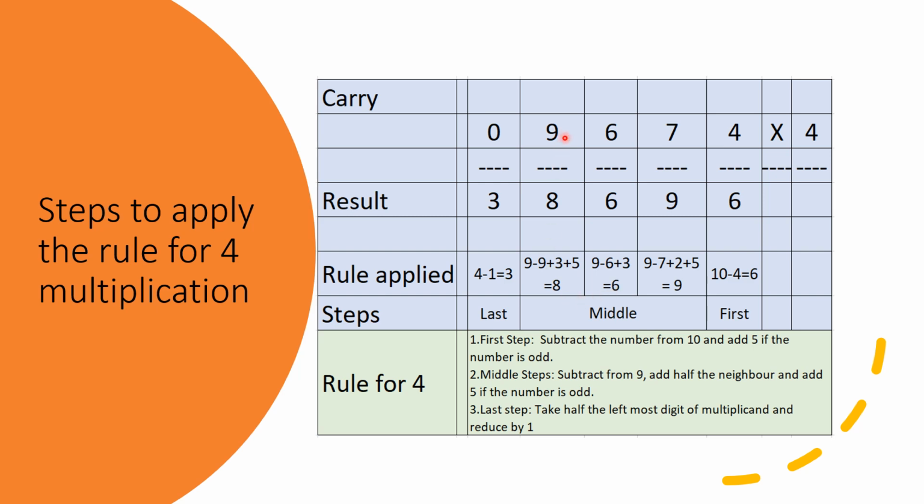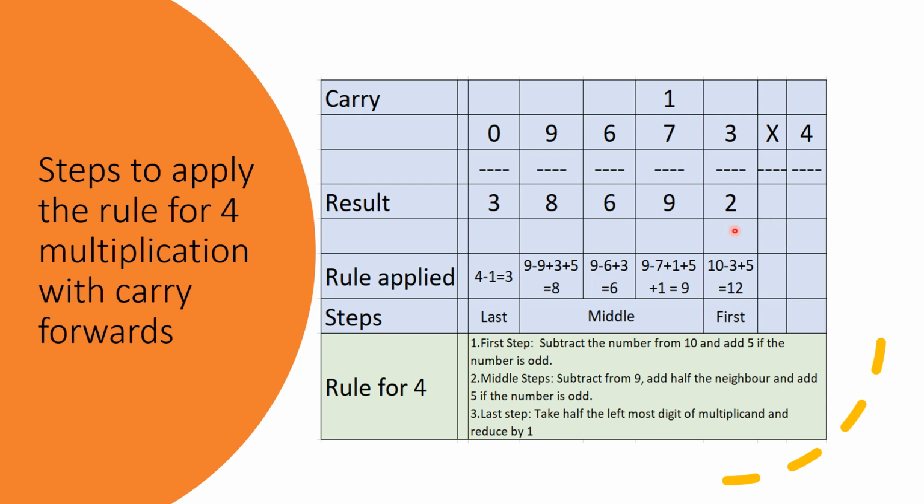Next, coming to 9, here it is 9 minus 9 plus half the neighbor, and this number is odd, so we have to add 5 to it, so the total is 8. And since this is the last step, we have to consider half the leftmost digit, that is 9, and half of 9 is 4, and reduce it by 1. It is 4 minus 1 equal to 3. So the answer is 38696.